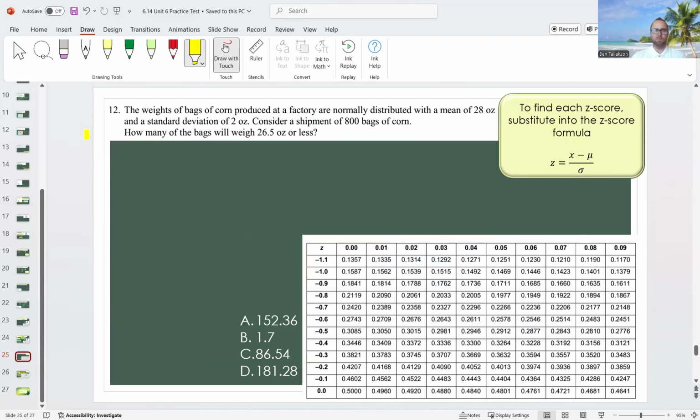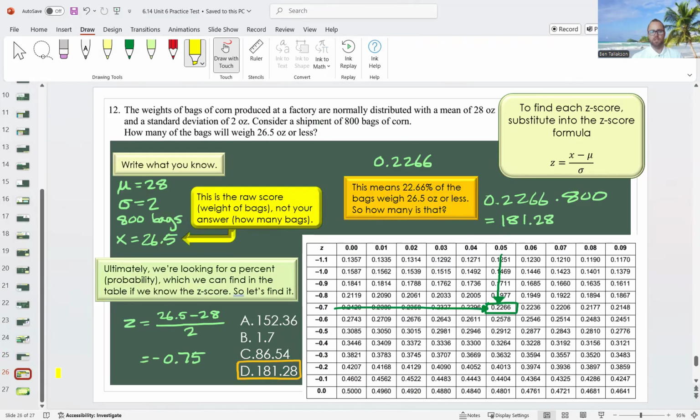And our last problem for Unit 6, try it out. The answer is D. The weights of bags of corn produced at a factory are normally distributed with a mean of 28 ounces and a standard deviation of 2 ounces. Consider a shipment of 800 bags of corn. Okay, a lot of corn. How many of the bags will weigh 26.5 ounces or less?